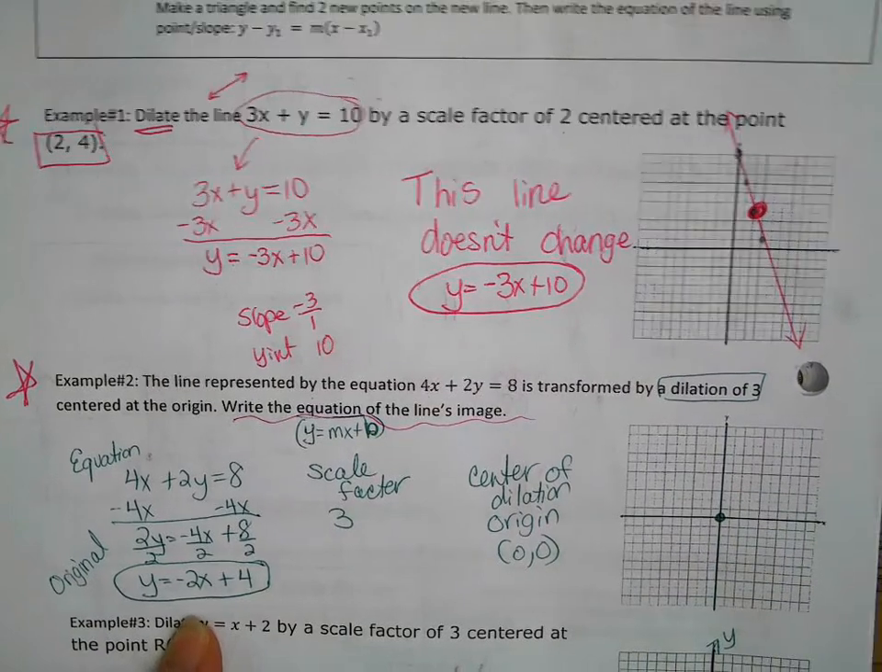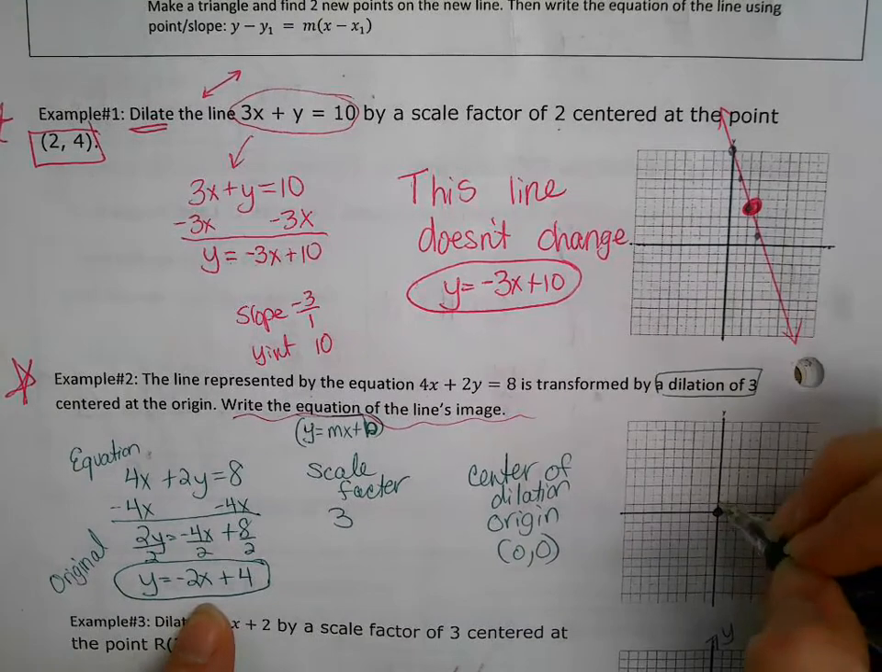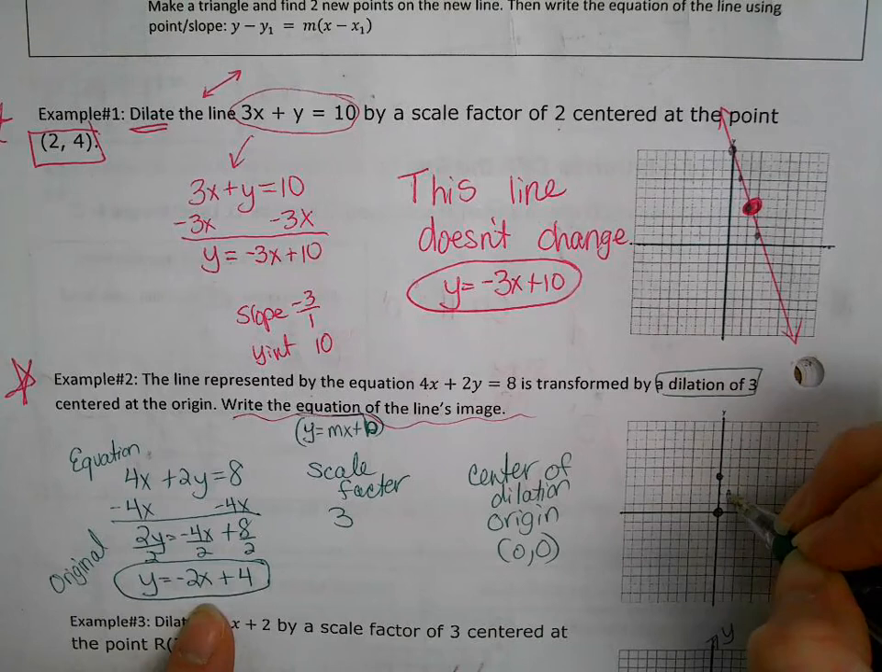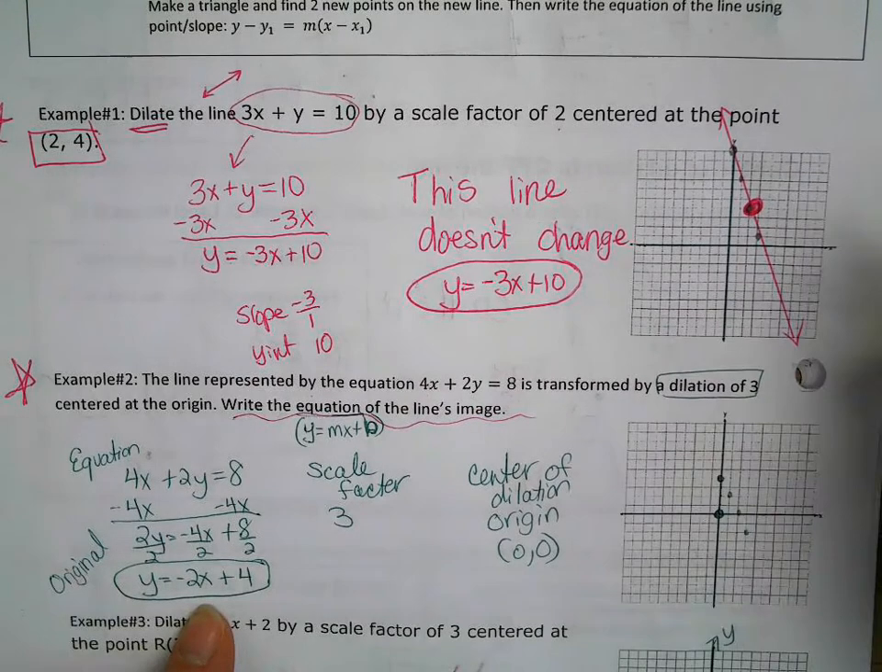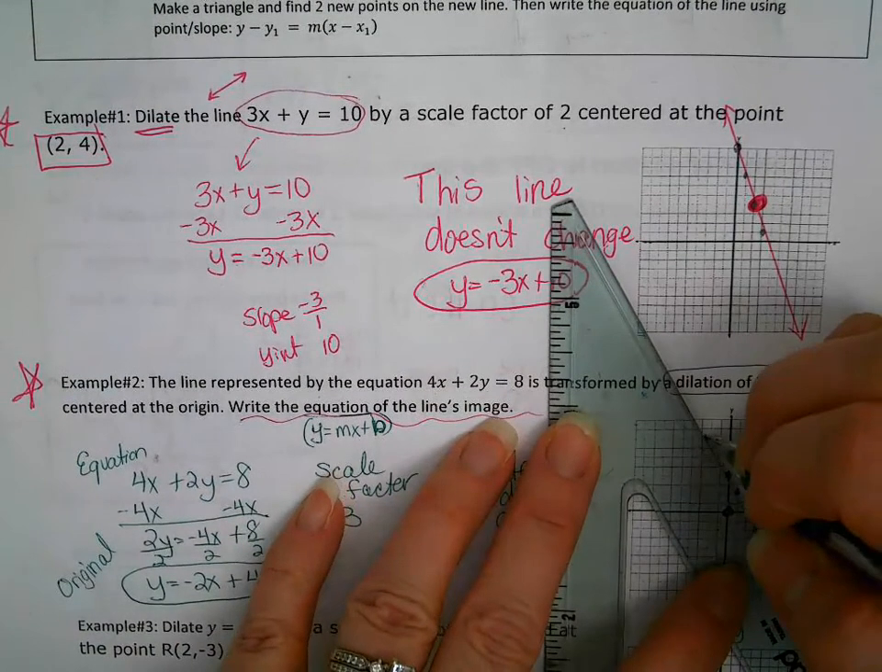I'm going to graph that. y equals negative 2x plus 4. So plus 4 on the y-axis, down 2, right 1, down 2, right 1, down 2, right 1. It does give me a negative slope.